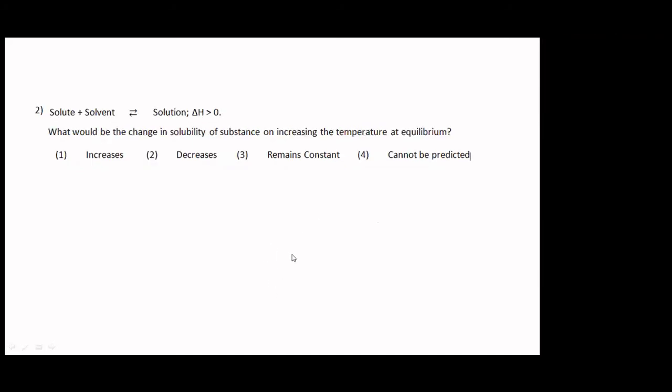This is the equation for the dissolution of a particular solute in a given solvent. It is shown that it is an endothermic process. Ma'am, what would be the change in the solubility of the substance? At high temperature and low pressure, ma'am. What previous one is it? One second, let me come to that.